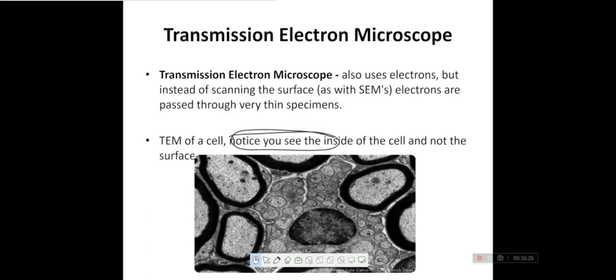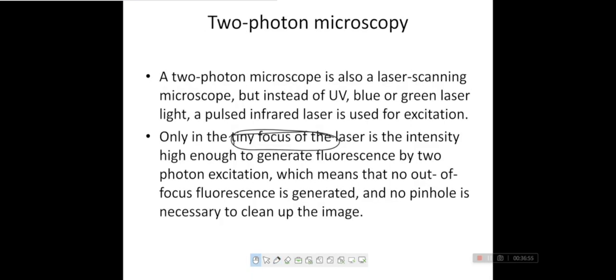Transmission electron microscopy also uses electrons, but instead of scanning the surface, electrons are passed through a very thin specimen, and TEM is used to examine the internal structure of the cell, not only the surface. Clear? TEM is used for examining the internal structure, whereas SEM is used to examine the surface only.